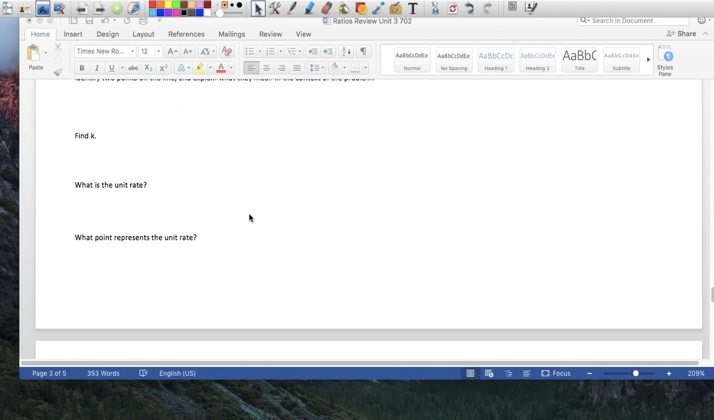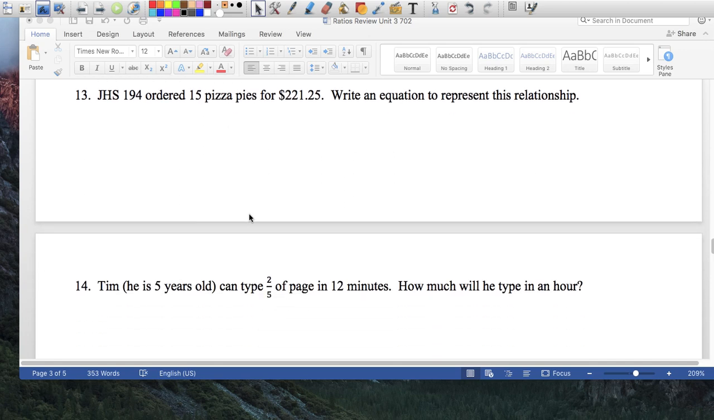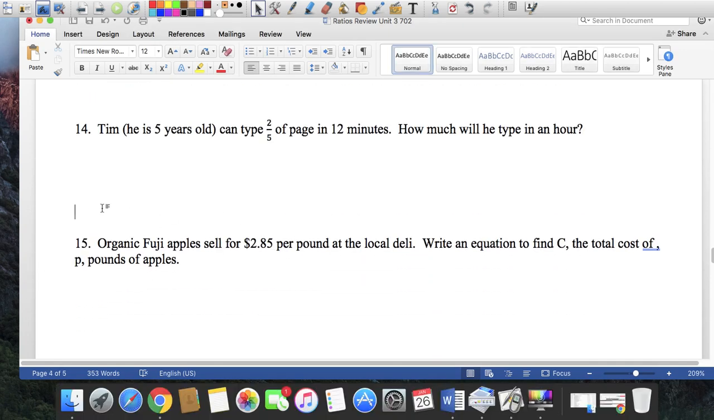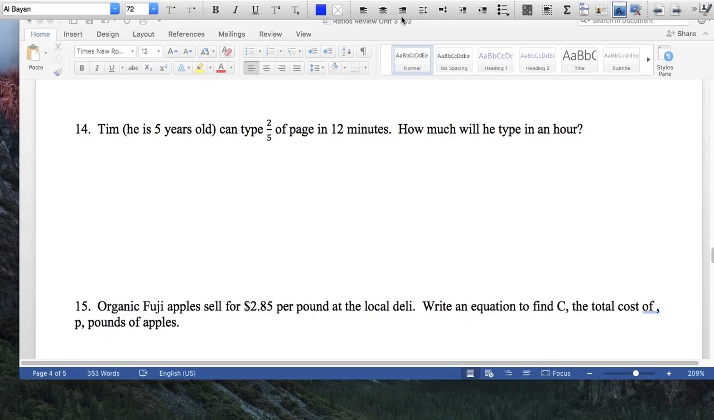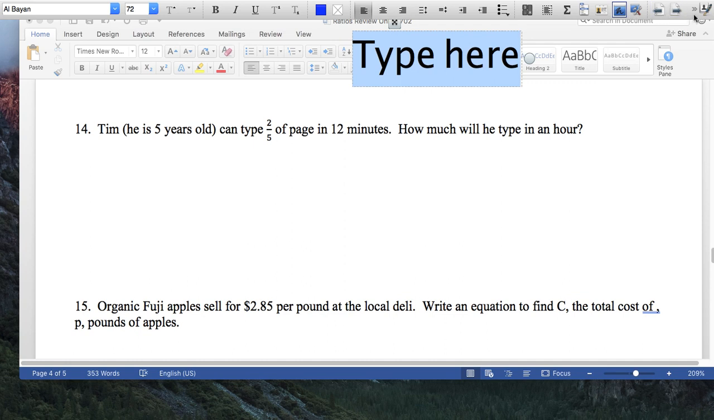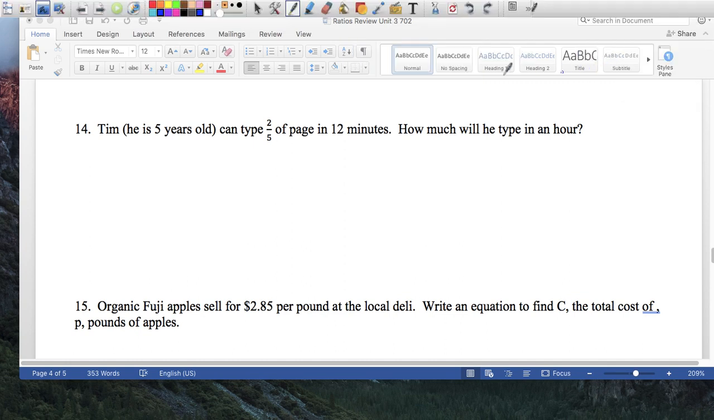14. You can type 2/5 of a page in 12 minutes. How much can you type in 1 hour? Here we go. 2/5 of a page in 12 minutes. And we want to know how much you can type in 1 hour.